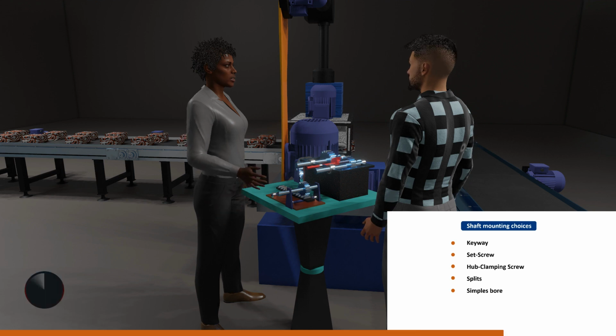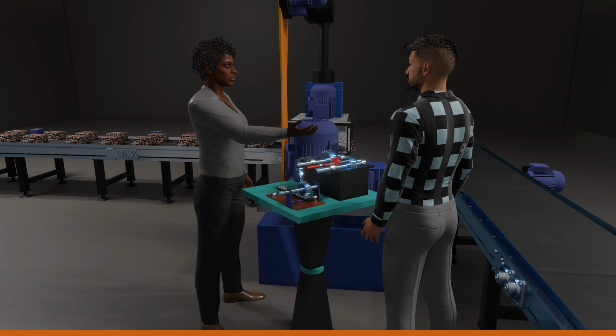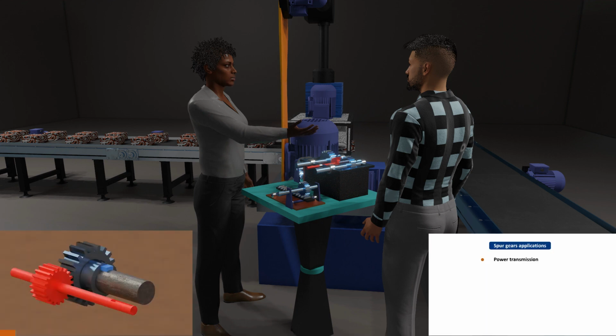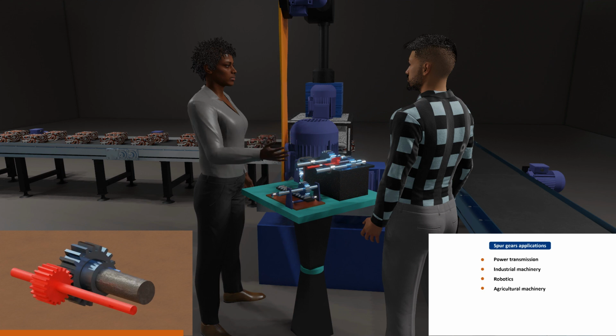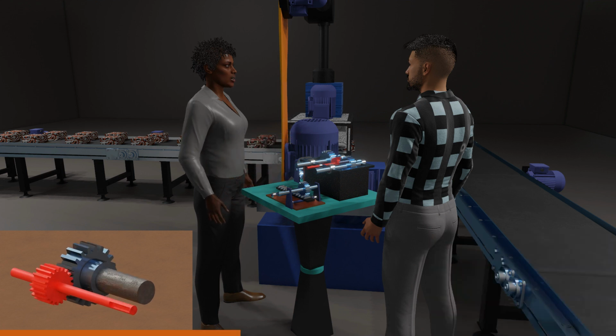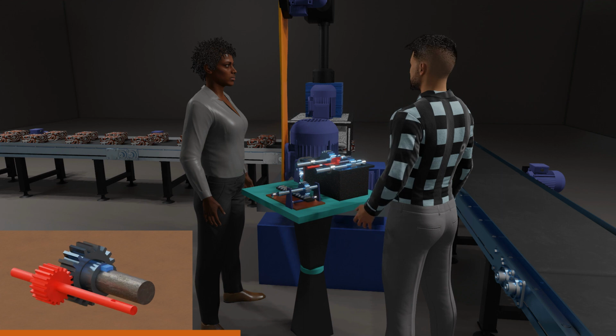Spur gears have a wide range of applications. These are in power transmission. Spur gears are commonly used in power transmission systems in automobiles, industrial machinery, and other equipment. They are also used in robotics, that is, to transmit power from the motor to the joints. In agricultural machinery such as tractors, spur gears are combined to transmit power from the engine to the wheels or other equipment.